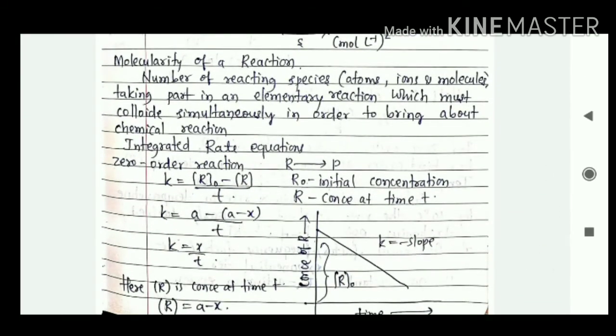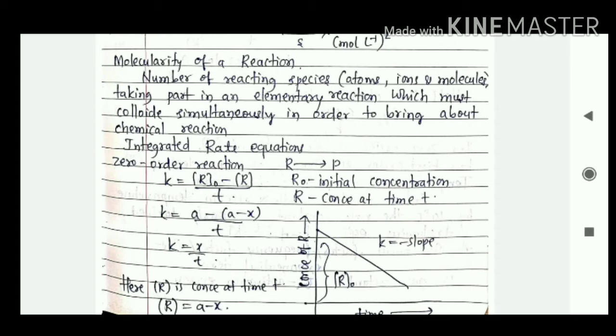Then we have one more concept, known as the molecularity of a reaction. It is the number of reacting species, atoms, ions or molecules taking part in an elementary reaction, which must collide simultaneously in order to bring about a chemical reaction. This is known as the molecularity of a reaction.